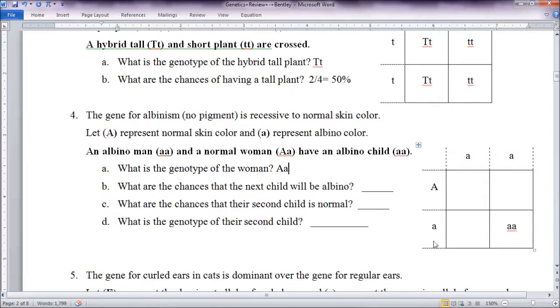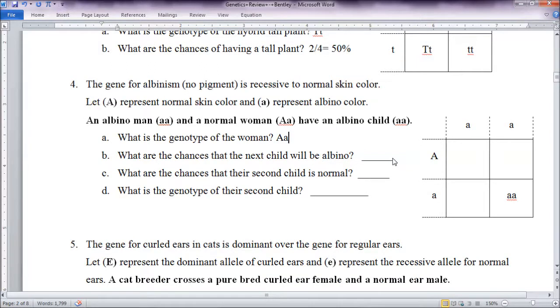So it does help to draw your Punnett square, fill it in, and then kind of work backwards. Other than that, you can just use normal logic. She gave birth to an albino child, and if she was completely homozygous dominant, so 2 capital A's, she couldn't have had that albino child. Her gene would always cover up her husband's.